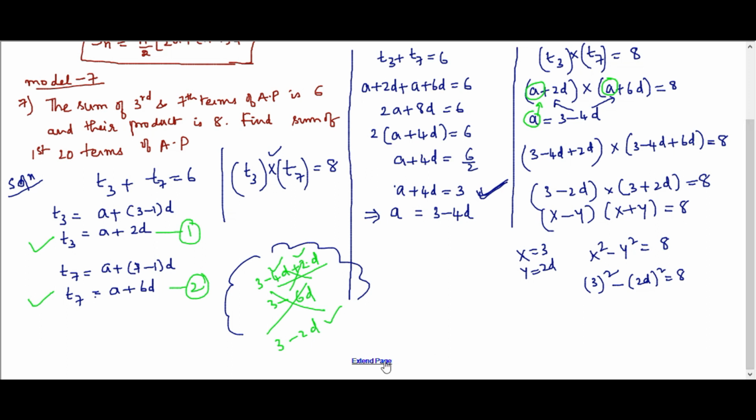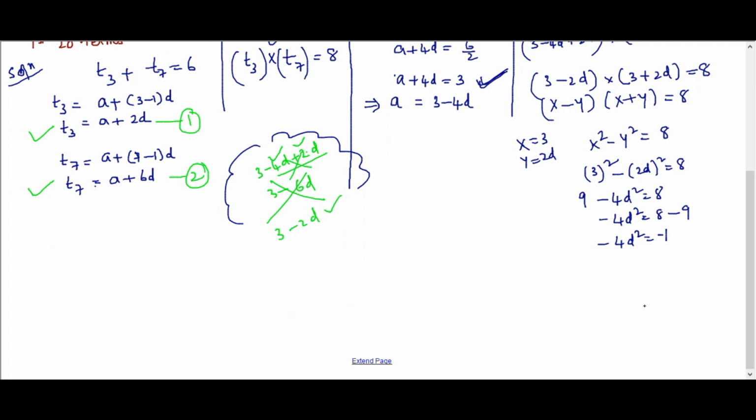So if I solve further, I will get 3 square is 9, minus 4d square is equal to 8. Minus 4d square is equal to 8 minus 9. Minus 4d square is equal to minus 1. If I solve further, minus minus cancel. So 4d square is equal to 1. d square is equal to 1 by 4, and d will be the square root of 1 by 4.